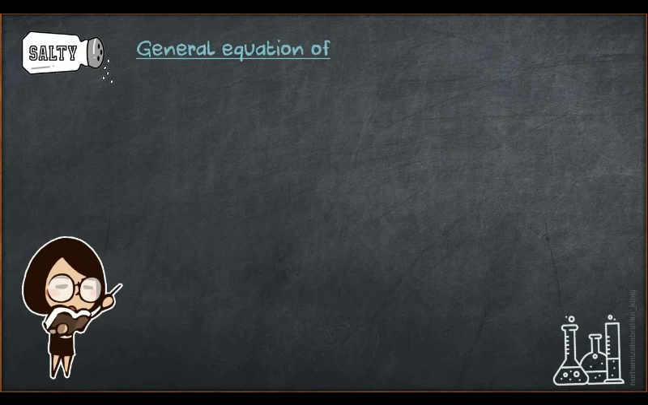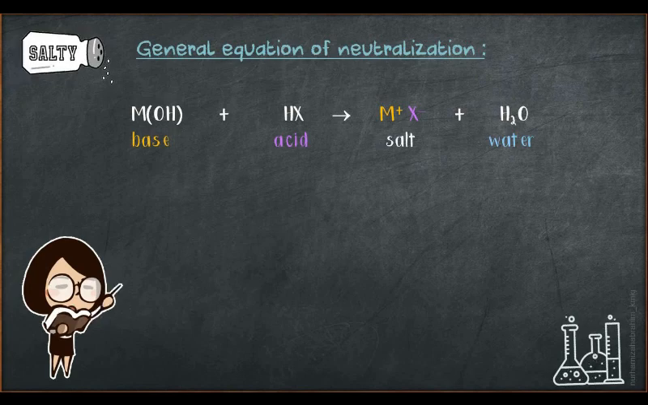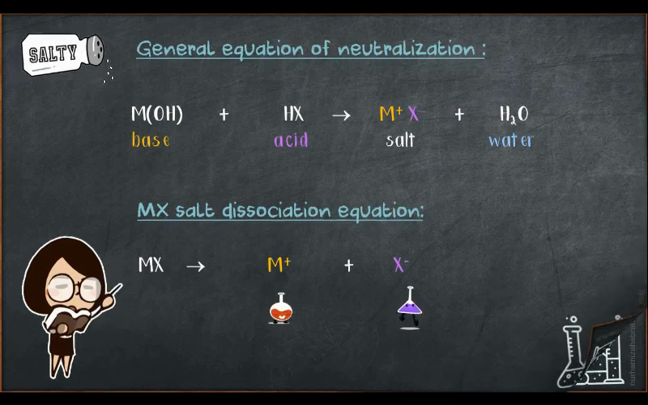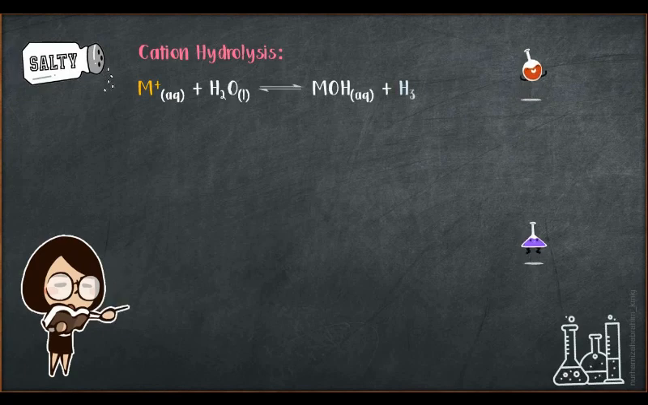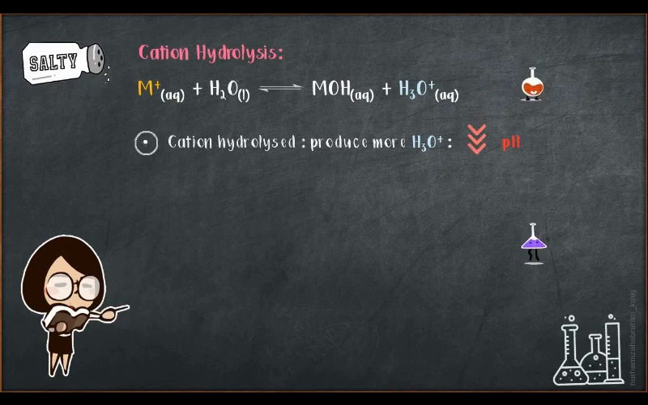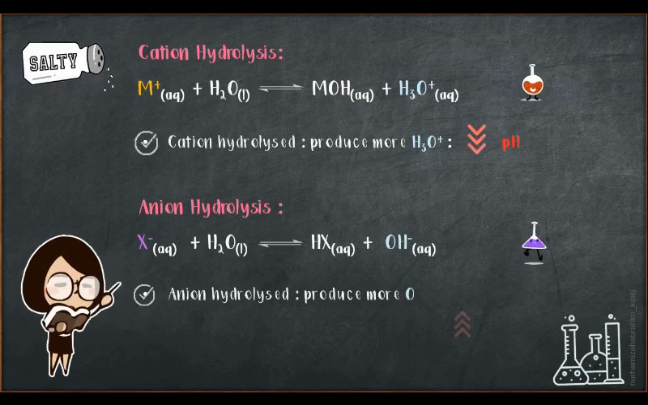Let's take a look at the general equation for neutralization reaction, where when a base reacts with an acid, they will produce salt and water. Then this salt, MX, will dissociate in water to produce cation, M+, and anion, X-. If the cation is hydrolyzed with water, it will produce more hydronium ions, H3O+, which lead to the pH value decreasing. While if the anion is hydrolyzed with water, it will produce more hydroxide ions, OH-, which then increase the value of pH.